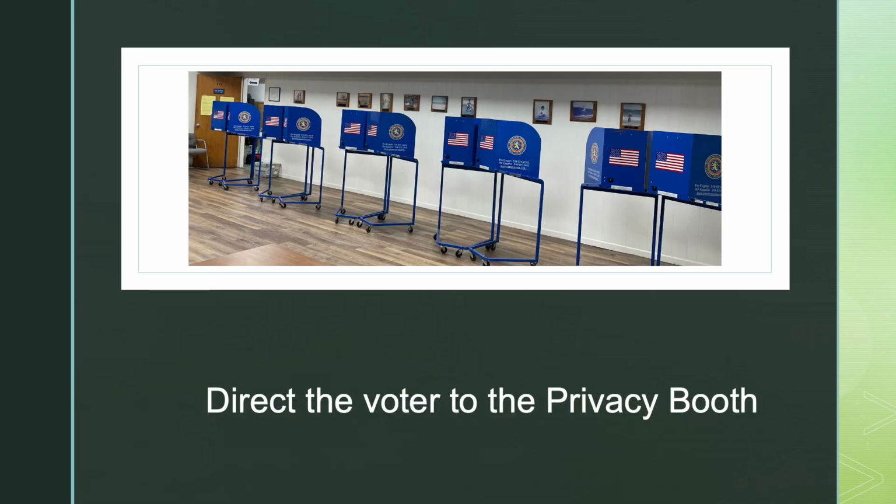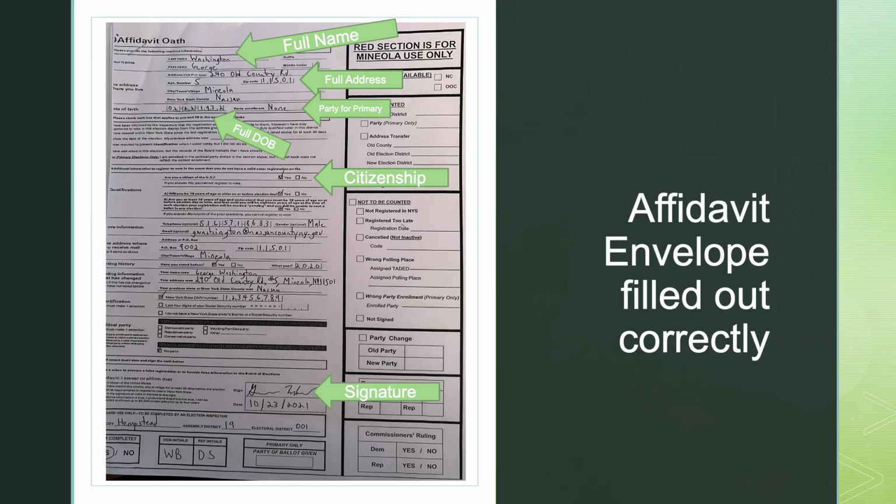Next, you will give the voter the affidavit envelope and their ballot and direct them to the privacy booth. Instruct them that they will fill out all the information on the envelope and then place the ballot inside and seal it. When the voter returns to the table, it is the inspector's job to check that the information is filled out properly. If this is during early voting, site managers may want to do so.